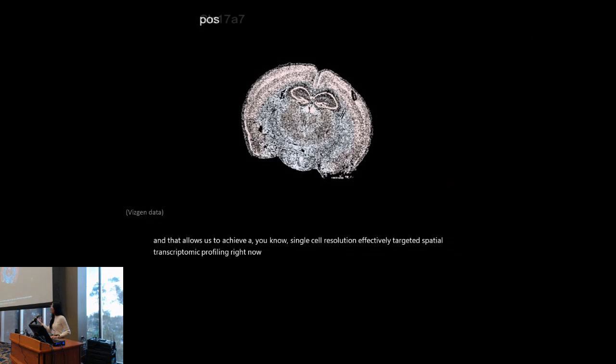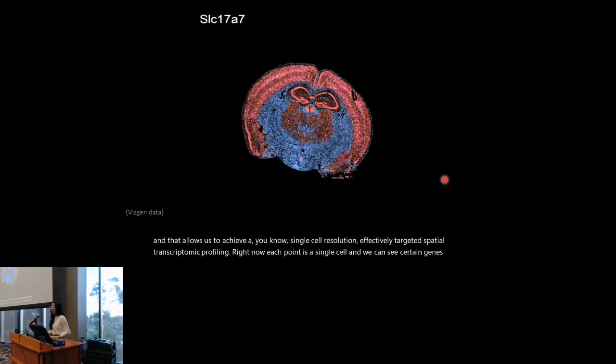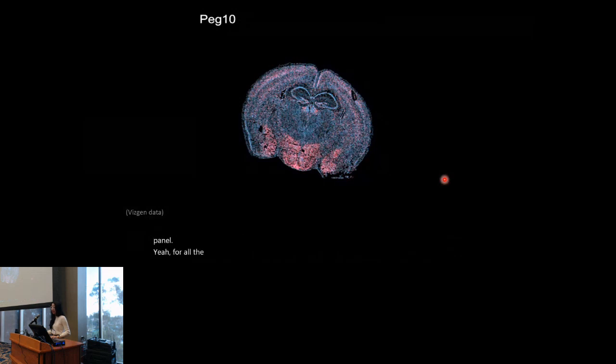And we can see certain genes as being high in red, versus low in blue, for different genes that are in our targeted panel. For all the genes that are in our targeted panel.